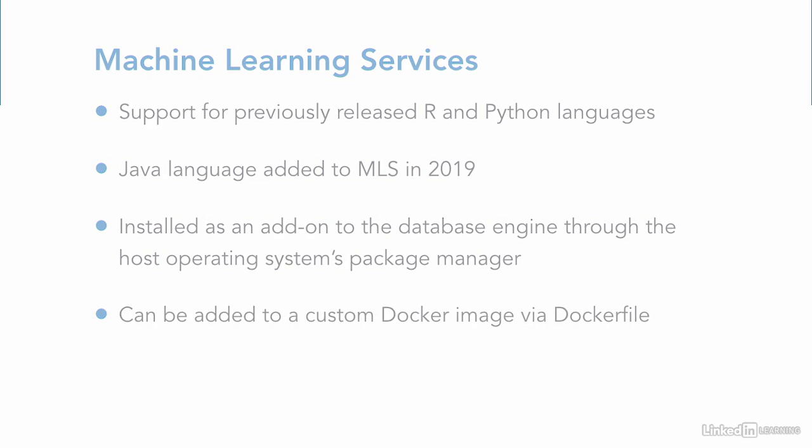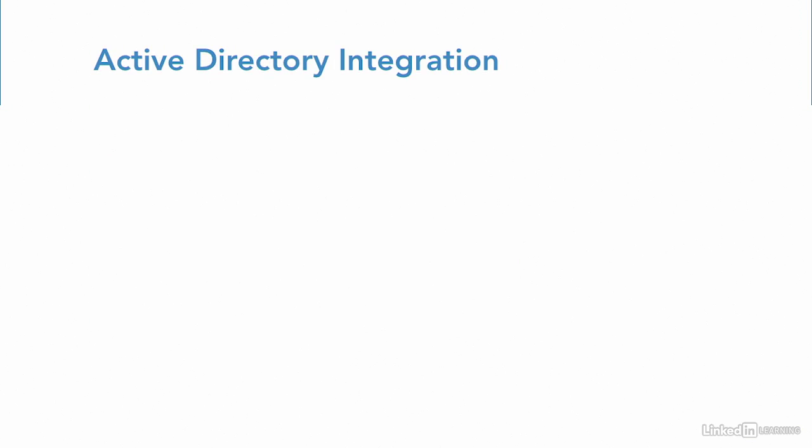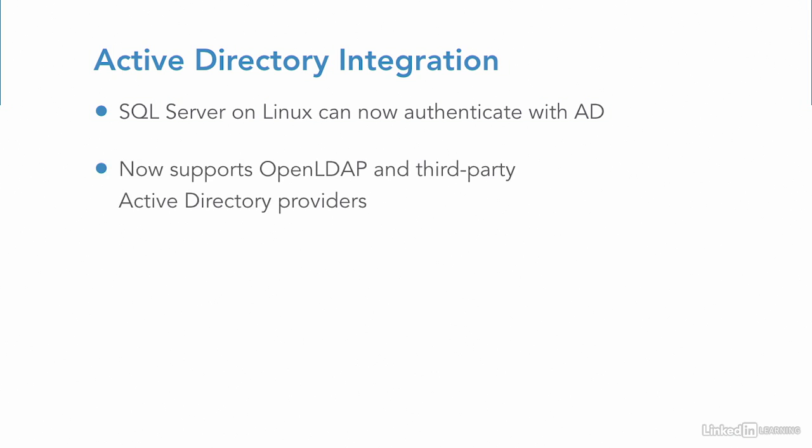Machine learning services can also be added to SQL Server running in Docker containers using a Docker file to build a customized image. And finally, the authentication process in SQL Server on Linux has received some dramatic improvements in SQL Server 2019. You can now connect the server instance to an Active Directory domain controller to authenticate users for replication, for distributed queries, and to participate in availability groups that are authenticated by Active Directory.